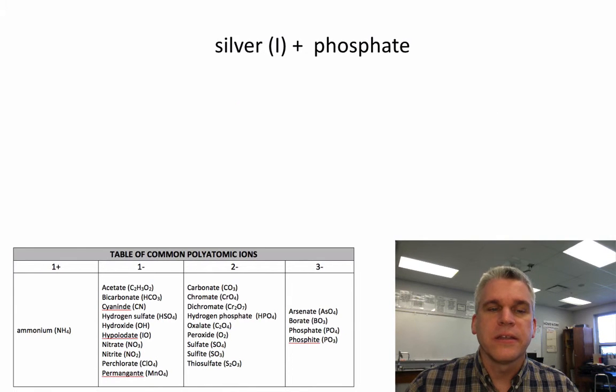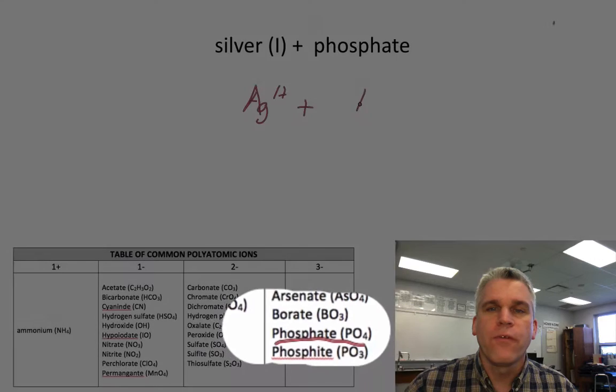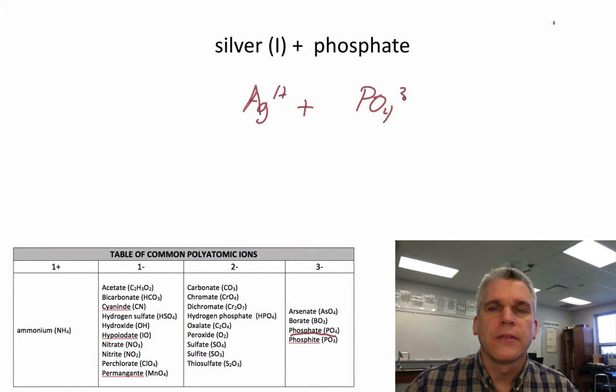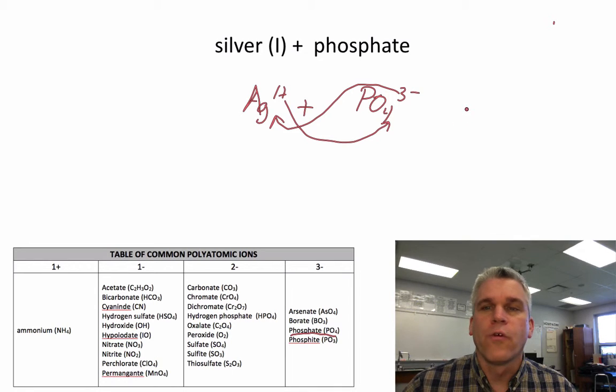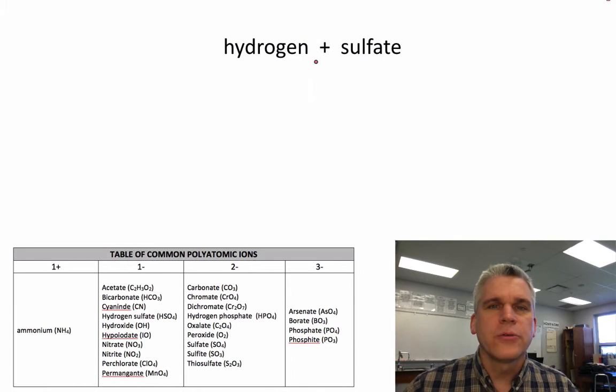But let's take a look at this next one, silver phosphate. Silver 1, so we know that its oxidation number is 1 plus. Phosphate is under the oxidation number of 3 negative. It's PO4, and so it's 3 negative. Again, we do the crisscross method. The 3 goes with the silver, the 1 goes with the phosphate, and so the formula is Ag3PO4. Remember that PO4, we can't separate those elements. It's a polyatomic ion.